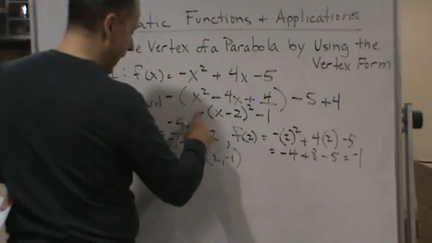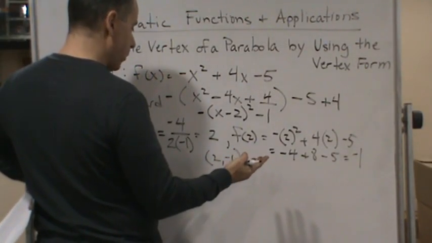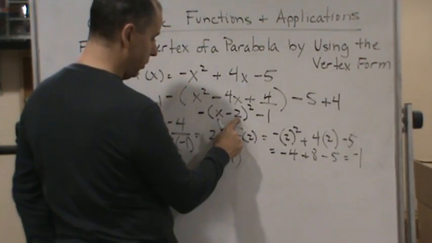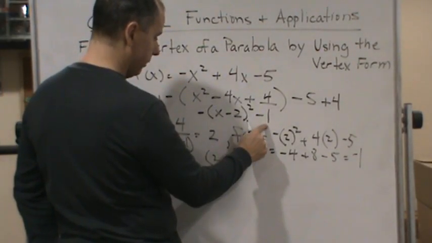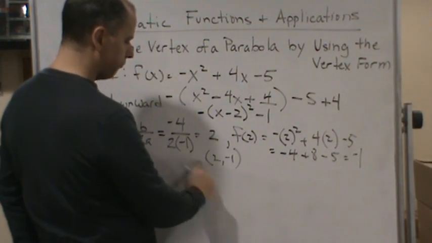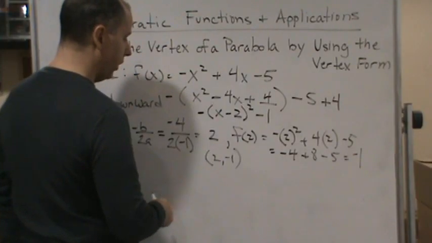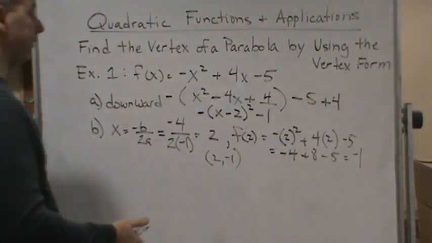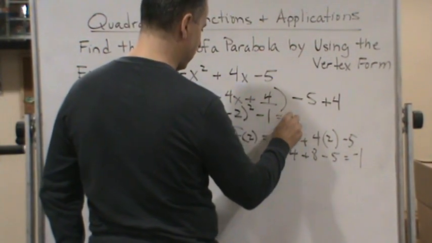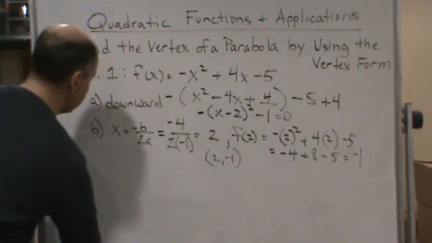So now that I have it in this form, now I know what my vertex is. By the way, notice the vertex is 2, -1, right? So it verifies what we got here with the vertex formula, which is cool. Okay, now, what was the point? Well, we're looking for the x-intercepts. So we're going to set this equal to 0, and now we're going to solve for x. Okay, so let's do that.